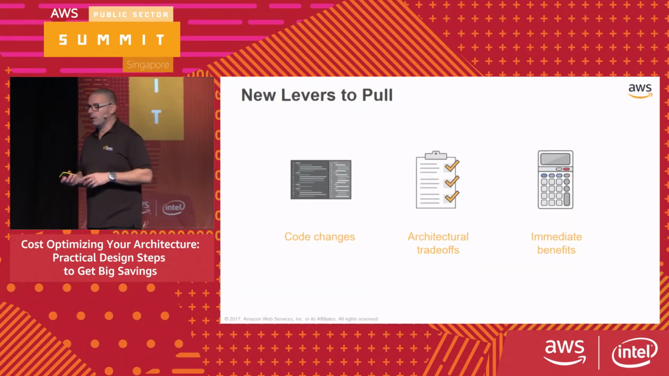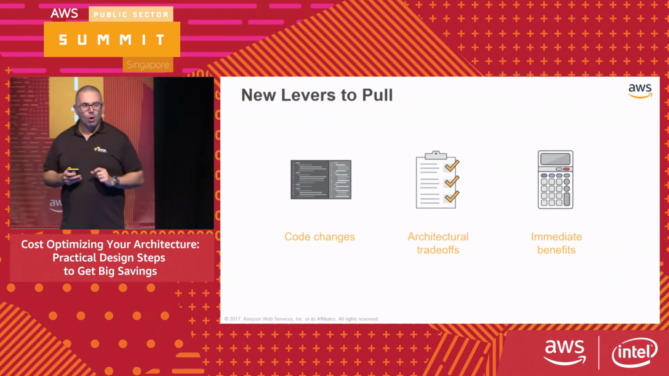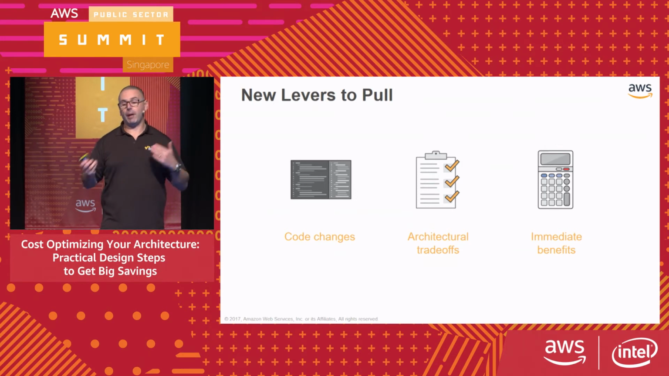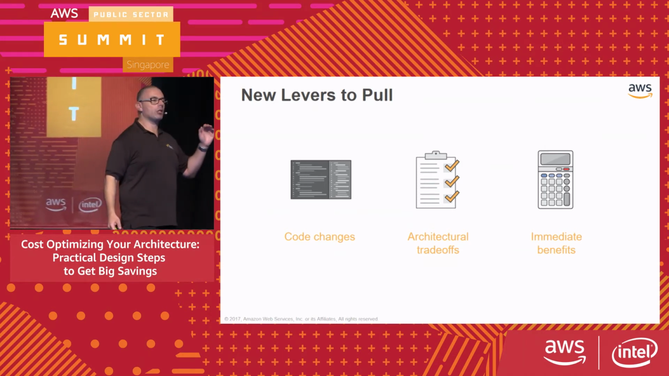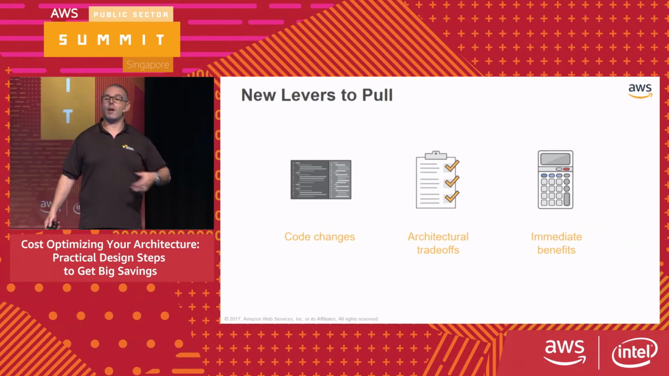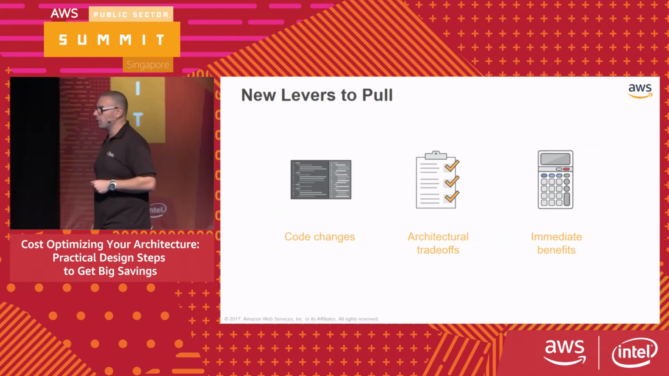What this means is that we can change code along the way, even small changes, and get huge benefits. We can make informed architectural trade-offs between different design patterns and immediately see what it means to our bottom line in terms of cost of running the system, and make informed choices, or have our business stakeholders make informed choices. So let me give you some examples.